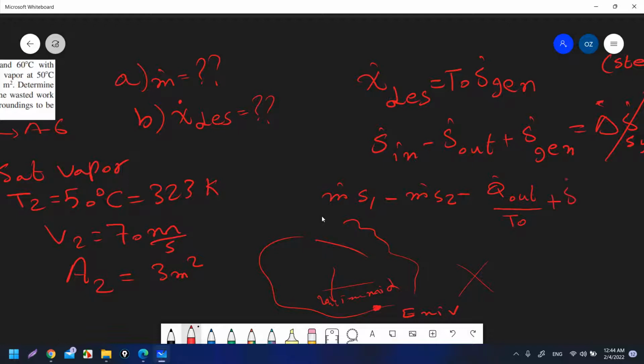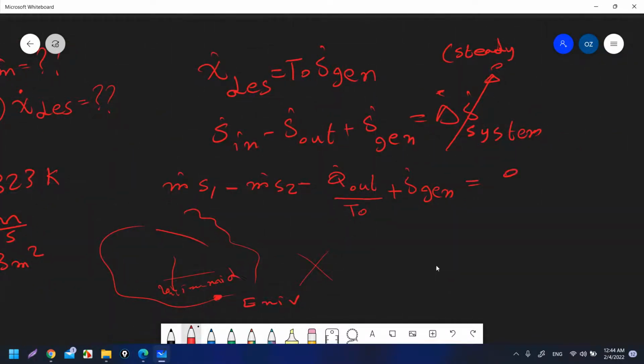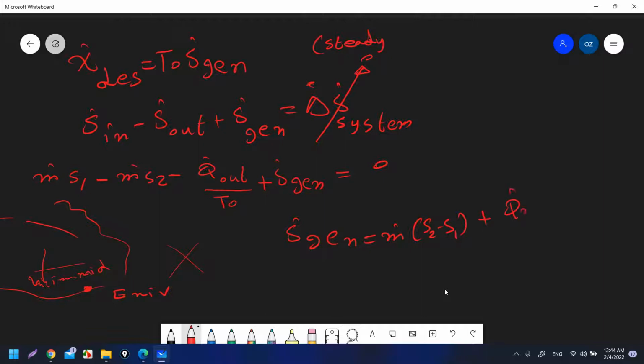Plus S dot generation equal to 0. So S dot generation will equal m dot times (S2 minus S1) plus Q dot out over T naught. For the exergy destroyed, I will multiply by T naught, S dot generation times T naught, and I will get this value. S2 and S1 I have to get from the steam tables. So I need S2, S1, and V2 because I want to find the mass flow rate.